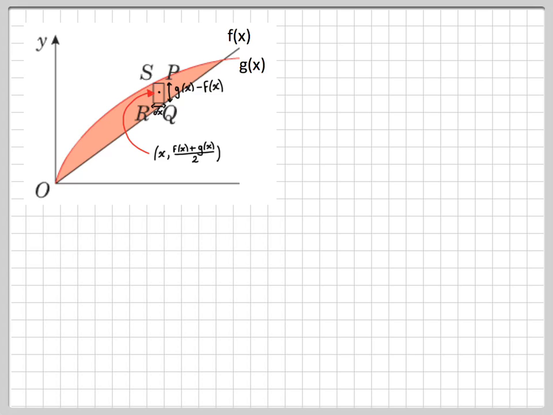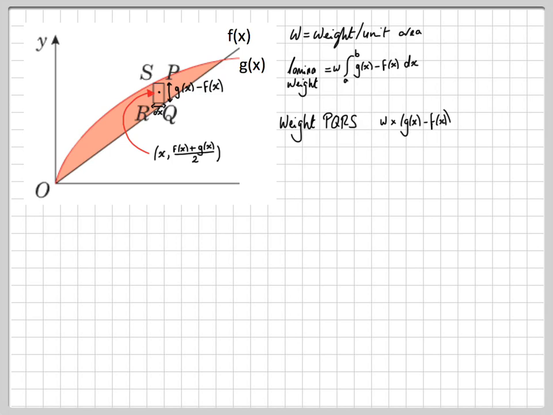The rest of this process is very, very similar to what you've seen before. Let's run through it. So W is the weight per unit area. We'll find the weight of the lamina simply by doing the integral as shown. We'll have a look at the weight of the little strip, which will just be W times g of x minus f of x in parentheses times dx. It's the area of that rectangle.